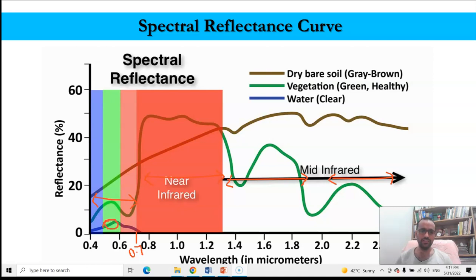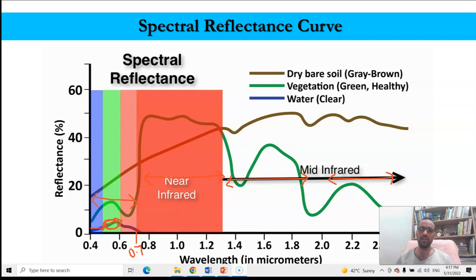If there is some vegetation in the water, then it is reflecting high, because clean water absorbs most of the energy. So clear water cannot reflect much. This is the portion only for clear water, but if you have some sediments or some vegetation in the water, it will reflect more.